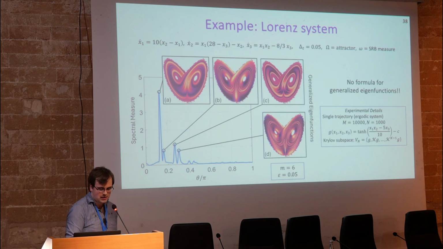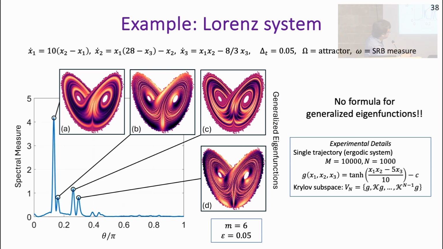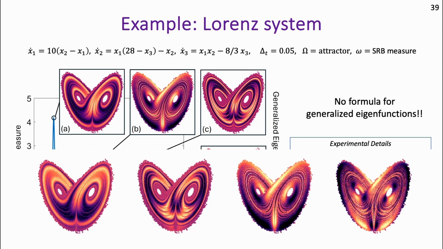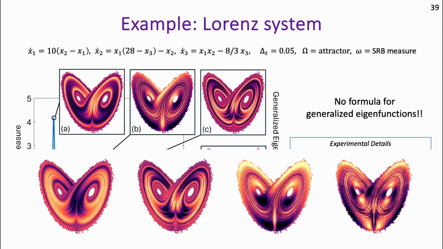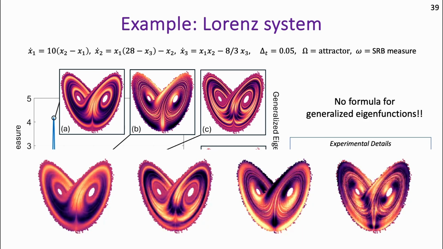So very quickly, here's an example for the Lorenz. Here we have purely continuous spectrum because I've subtracted the mean of the observable. I'm building my approximation space using a Krylov subspace or delay embedding. Okay, so this is continuous measure, smoothing parameter 0.05. Here are the smooth generalized eigenfunctions. They have very nice coherency properties as well, and you can actually measure how coherent they are using ResDMD again.